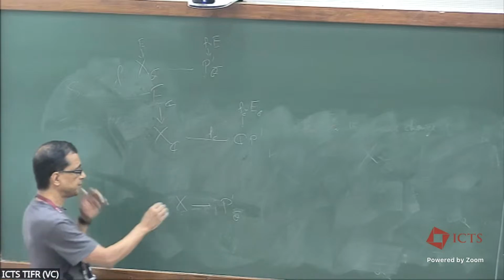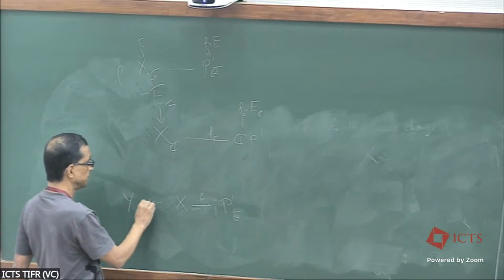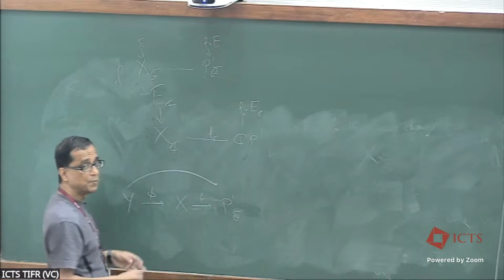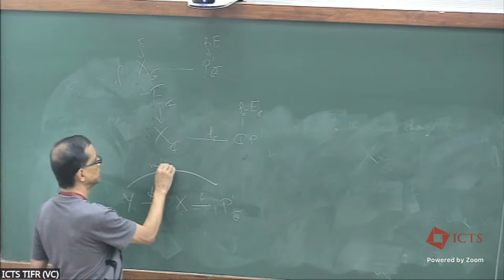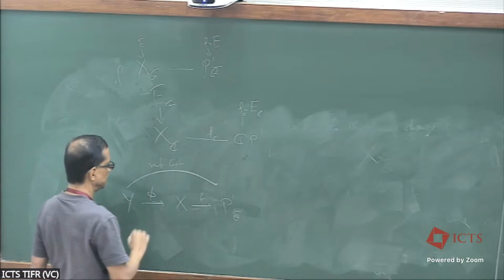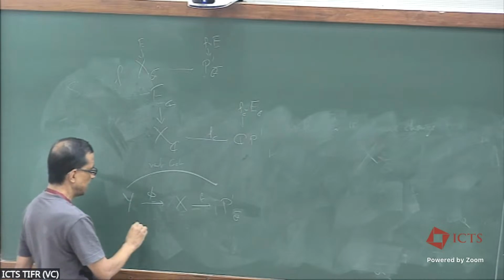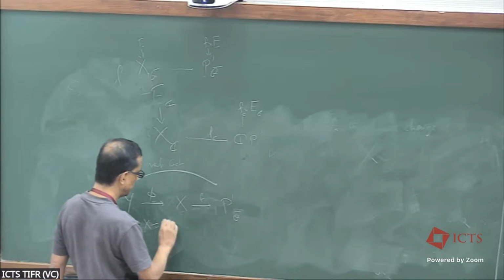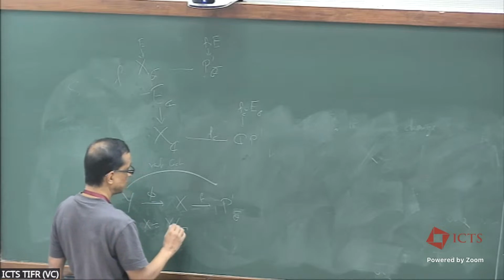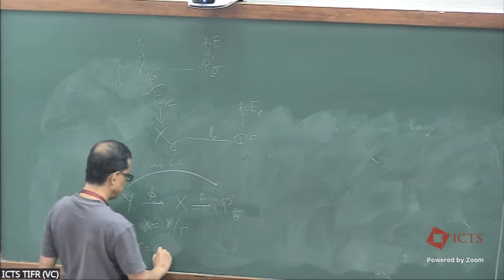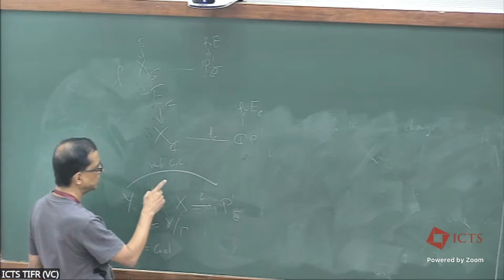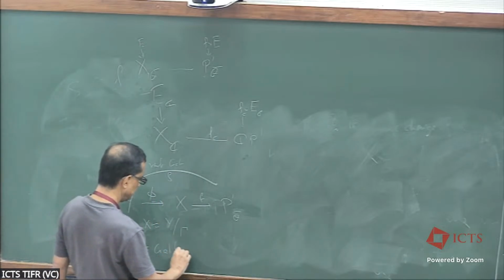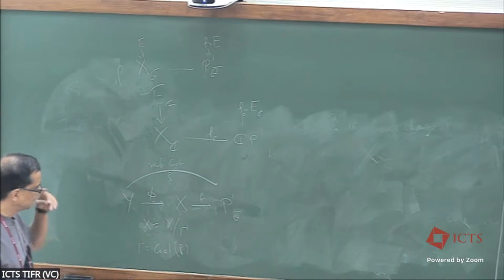Now I take the F, I take the Galois closure. So that means this map is ramified Galois. And that implies X has Galois group gamma. So X is Y quotiented by gamma. Gamma is the Galois group. Let us give a name to this: rho. Okay.